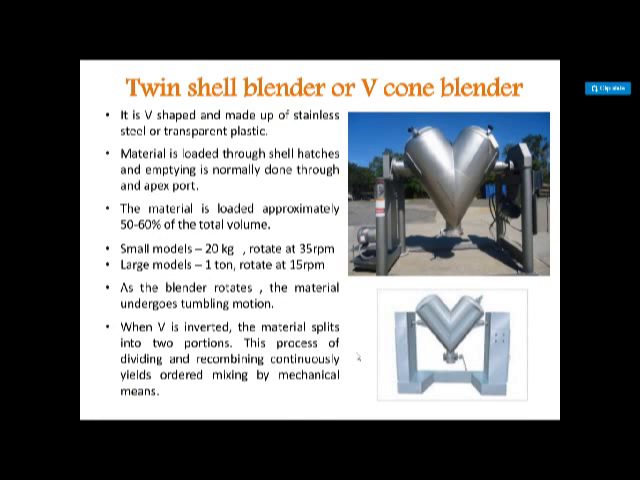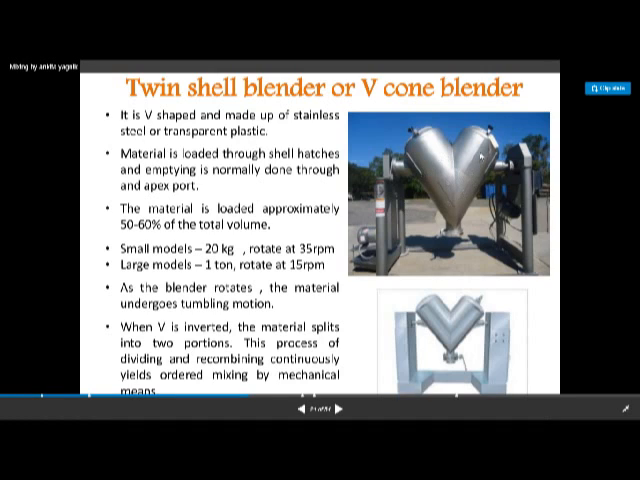Now see, this is an example. This is the V cone blender. You can see the V shaped container here, therefore the name V cone blender. It is also called the twin shell blender or V cone blender. Now see, it is V shaped and it is made up of stainless steel or transparent plastic.